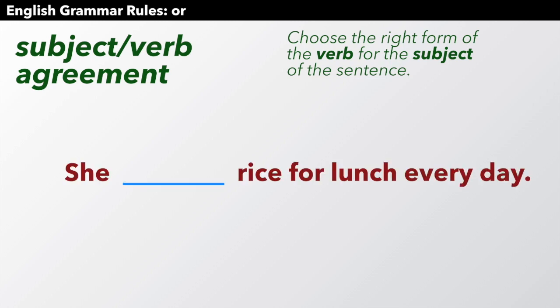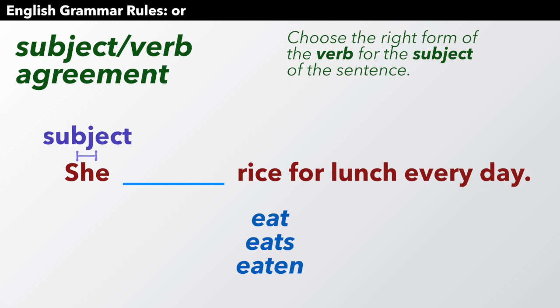Choosing an easy example here, we have a list of 3 verbs at the bottom: eat, eats, or eaten. What are we going to choose for the subject, she? We can see here that the time of this sentence is every day. So we can cross off some examples right away. And we're left with she eats rice for lunch every day. The verb eats agrees with the subject, she.